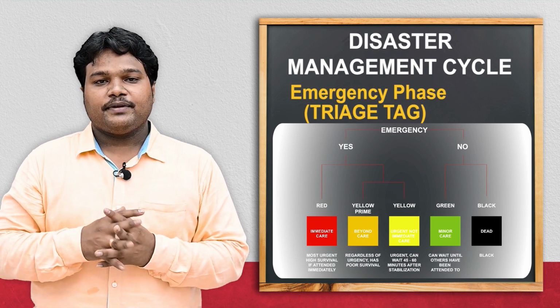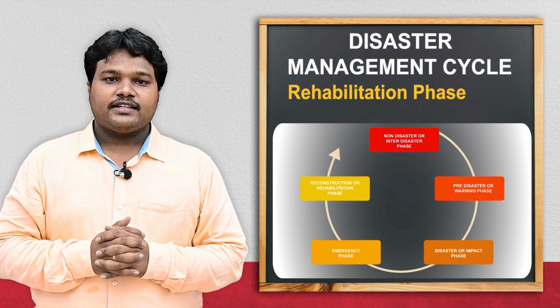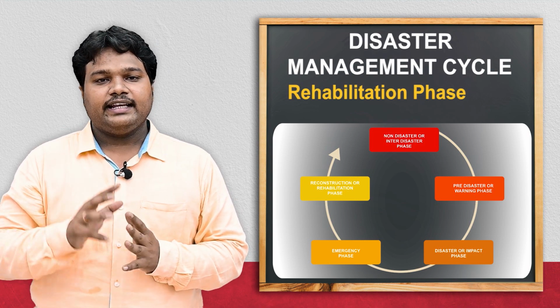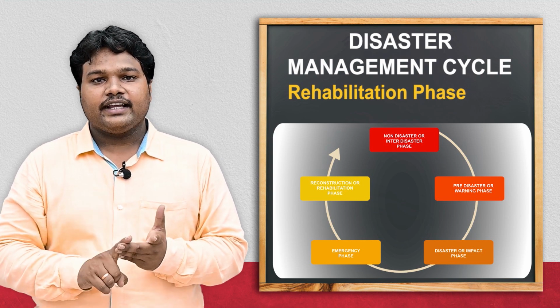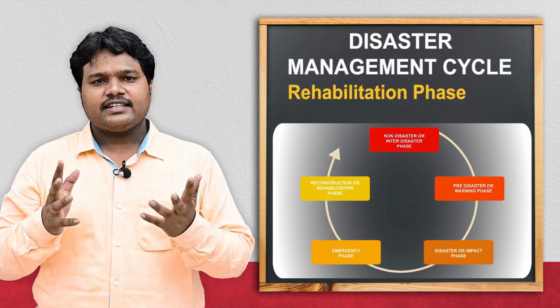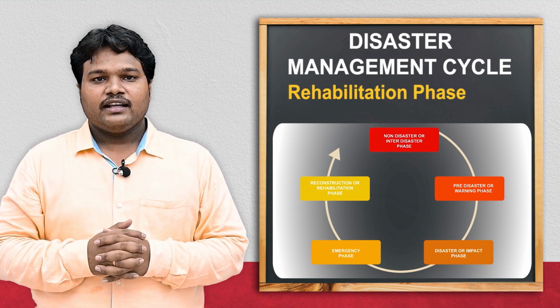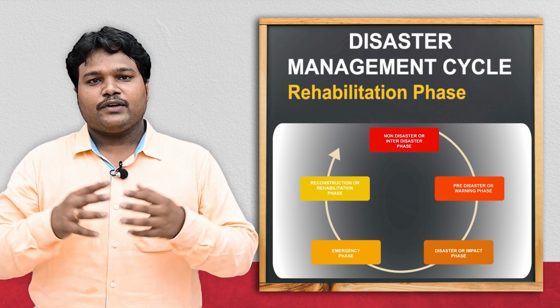And the last step is reconstruction and rehabilitation phase. In reconstruction and rehabilitation phase, we again have three interventions, that is reconstruction, rehabilitation and mitigation. What is reconstruction? So hospitals get reconstructed. In this, what is our role? Reconstruction is nothing but constructing the buildings. You should not say that. What is our role as a nurse?